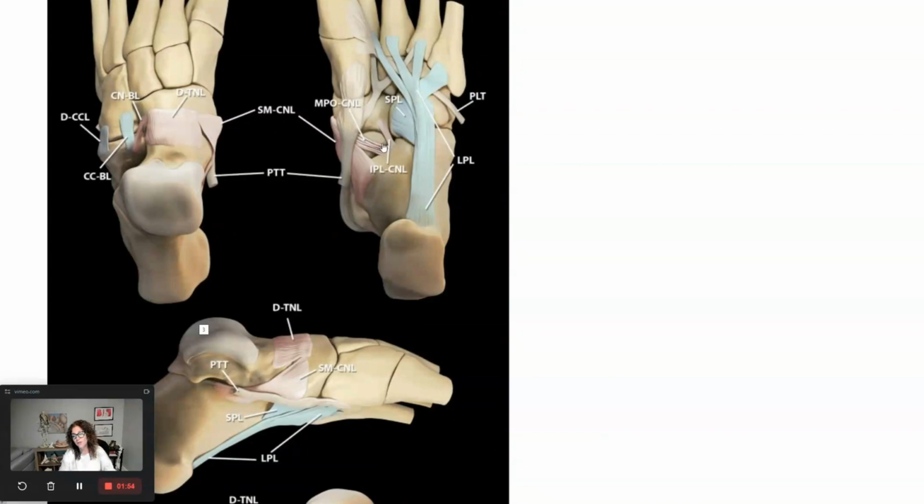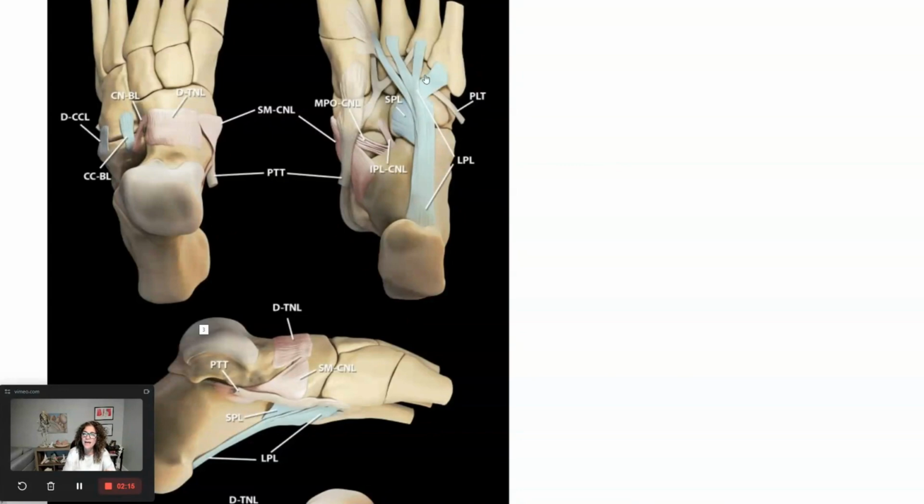Plantarly, when we look at this a little bit more carefully, we can talk about things like the long plantar ligament and the short plantar ligament. The short plantar ligament is a deep, short ligament, basically spanning between the calcaneus and the cuboid. And we have the long plantar ligament, on the plantar aspect of the calcaneus.